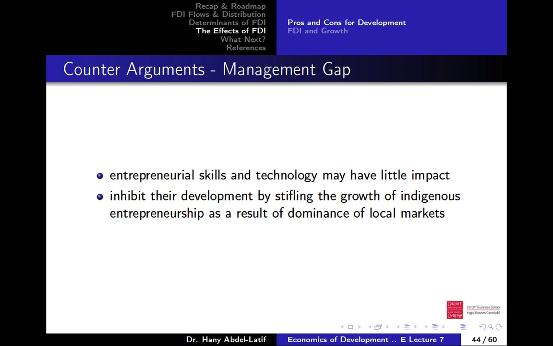So regarding the management gap, in terms of the entrepreneurial skills or technology that they bring, well, they say it might have a little impact. It's actually less than what we expect because they usually dominate the market. When they come, they dominate local markets. They prevent other firms from growing, and this sort of transfer or spillover might not take place.